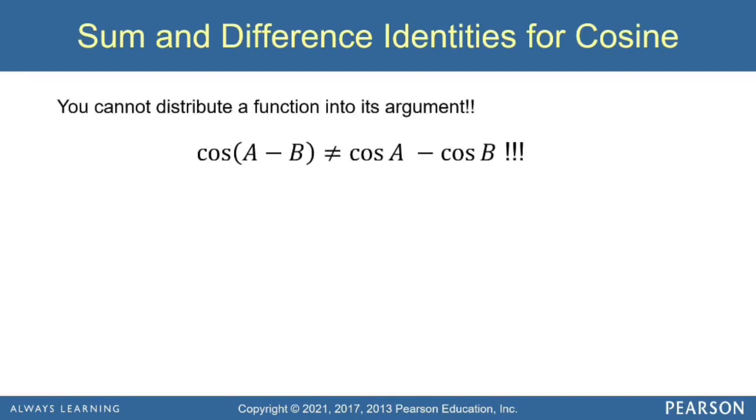Now, please take a minute to understand this. We cannot distribute a function into its argument. A lot of students think that cosine of A minus B can be rewritten as cosine of A minus cosine of B, because what they're thinking is that we can distribute the cosine function. But please understand this. The distributive property is for multiplication. So you learned this in algebra.